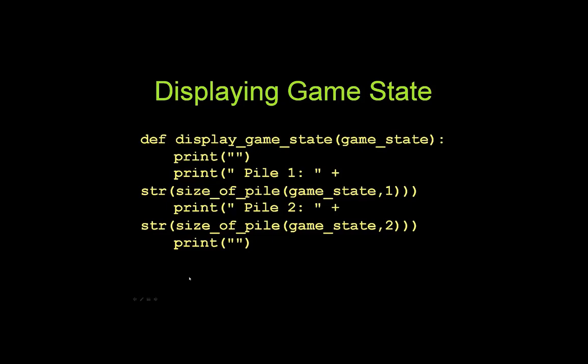Now we'll go on to discuss how we implement the parts of the game. This is wishful thinking. Earlier we just assumed that we can do all these things, and now we'll pick up the pieces. So first is displaying the game state. It's very simple. You have a new line. Pile 1 is the size of pile 1. Pile 2 is the size of pile 2. So the two piles, and then this is that.